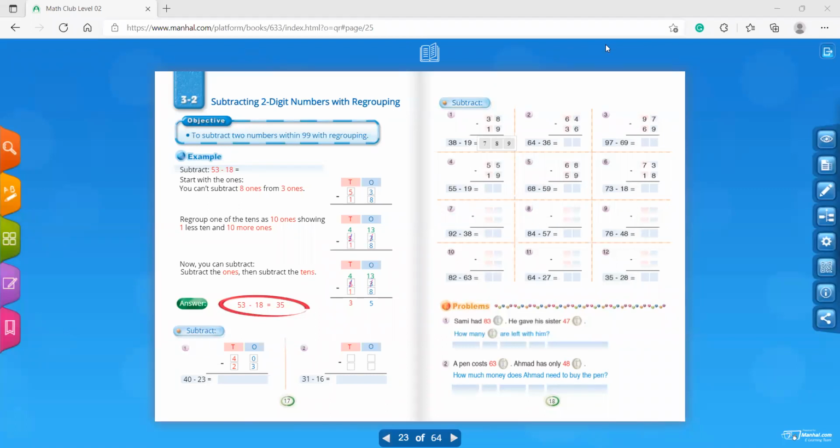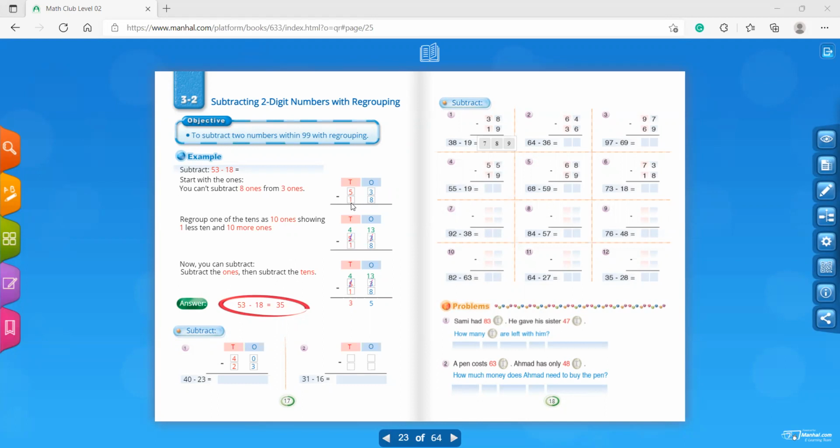Back to the book examples. We have an example that says subtract 53 minus 18. Start with the ones. First of all, we put the numbers above each other: 3 above the 8 and 5 above the 1, because we have 3 in the ones digit and 5 in the tens digit, 8 in the ones digit, and 1 in the tens digit. Okay?